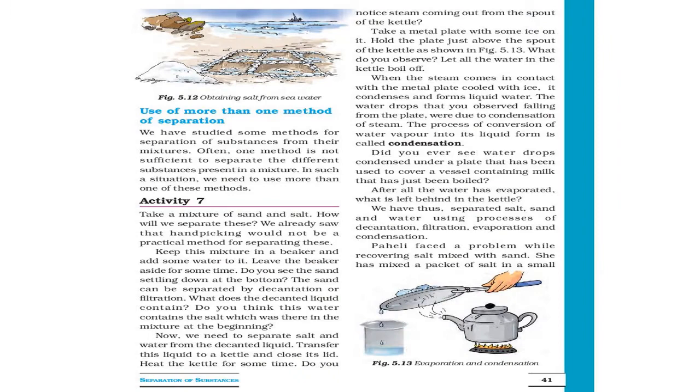Similarly, activity 7 in your textbook. You have to take a mixture of salt and sand. How can we separate salt from sand? By hand picking we can separate solids, but salt and sand, how can we separate them? This is not possible. So what you have to do is keep this mixture in a beaker, add some water to it and leave the beaker aside for some time. The sand will settle down. And what will happen? It can be separated by decantation or by filtration. The water has a large amount of salt mixed in it.